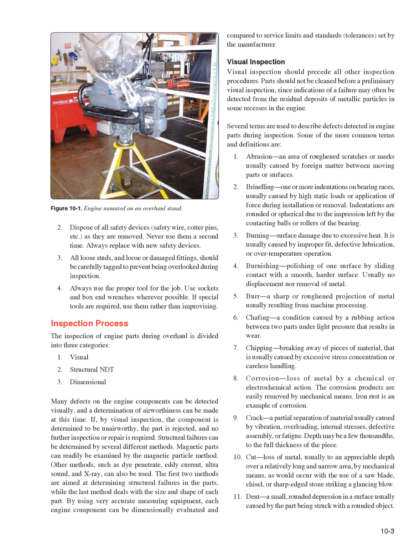Inspection process. The inspection of engine parts during overhaul is divided into 3 categories: 1. Visual. 2. Structural (NDT). 3. Dimensional. Many defects on the engine components can be detected visually, and a determination of airworthiness can be made at this time. If, by visual inspection, the component is determined to be unairworthy, the part is rejected, and no further inspection or repair is required.